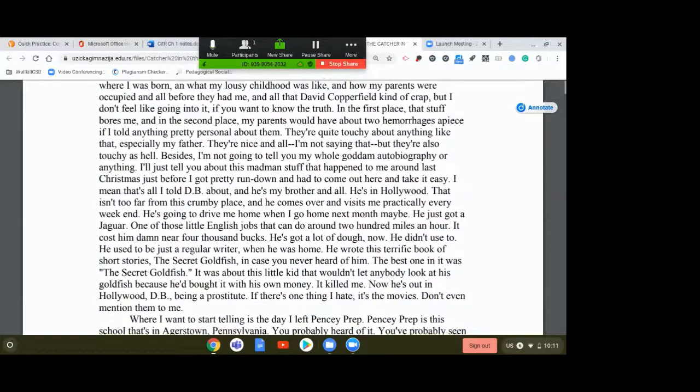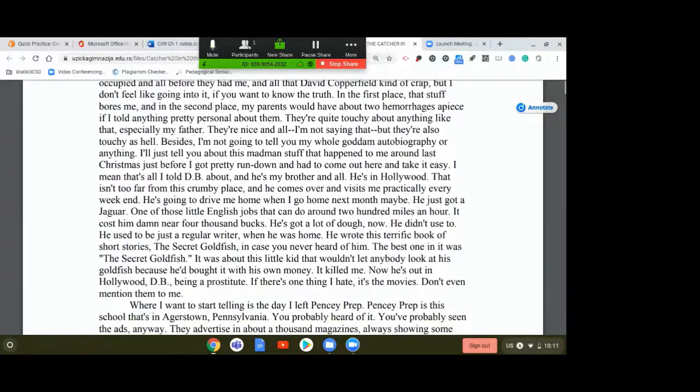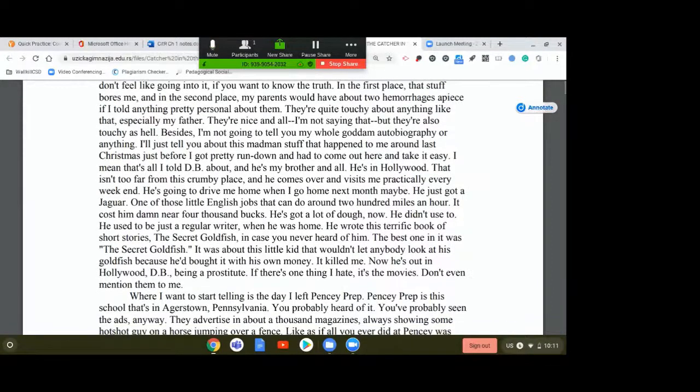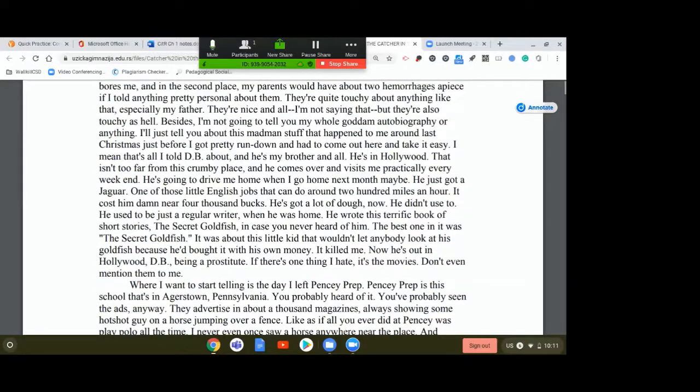He didn't used to have a lot of money. He used to be just a regular writer when he was home. He wrote this terrific book of short stories. The Secret Goldfish, in case you never heard of them. The best one in it was The Secret Goldfish. It was about this little kid that wouldn't let anybody look at his goldfish because he bought it with his own money. It killed me. Now he's out in Hollywood, DB, being a prostitute. There's one thing I hate, it's the movies. Don't even mention them to me.